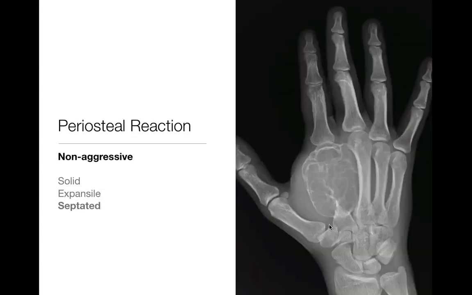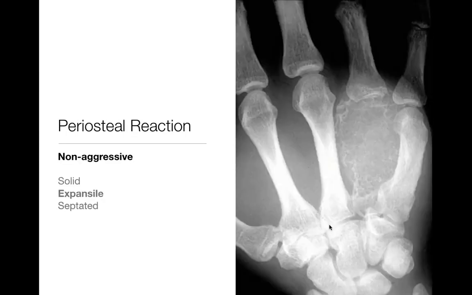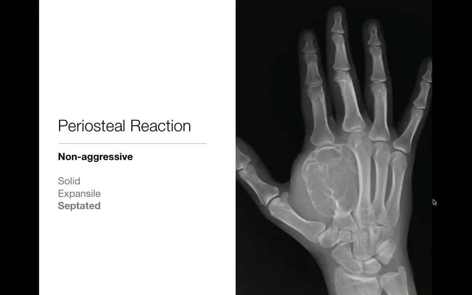Septated, this is a similar appearing lesion. This one happens to be a giant cell tumor. We'll go back and look at this one. This is an aneurysmal bone cyst. I think it's very difficult to prospectively say which is which. Those are going to be the two main differential diagnoses here.